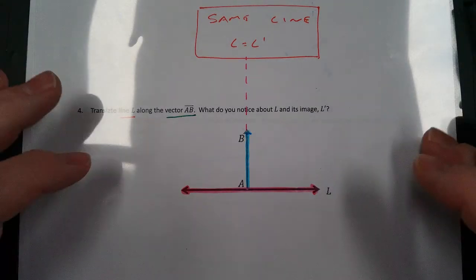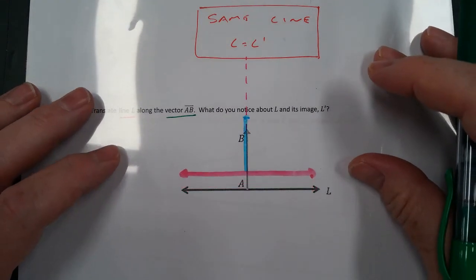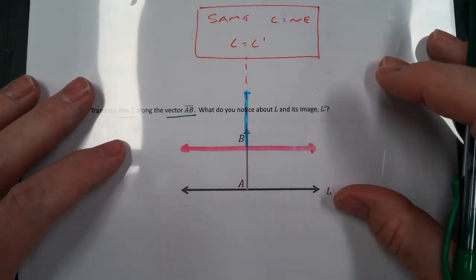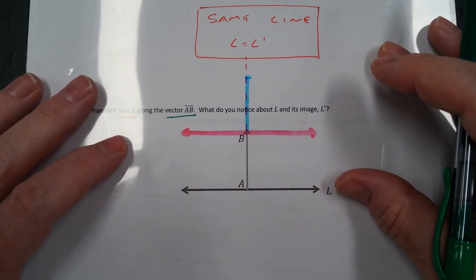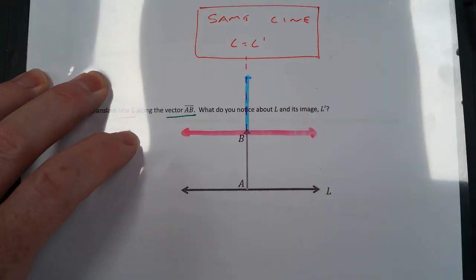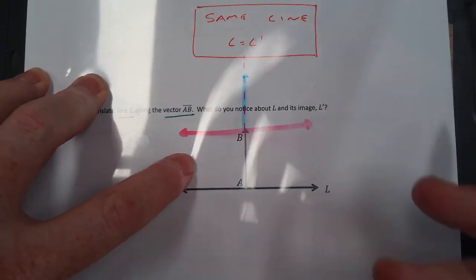So let's slide following the vector direction. So the vector direction goes up the page. How far do I go? Exactly one vector and no more. So I need to stop right there because that was the vector rule. I follow the direction, I follow the distance.